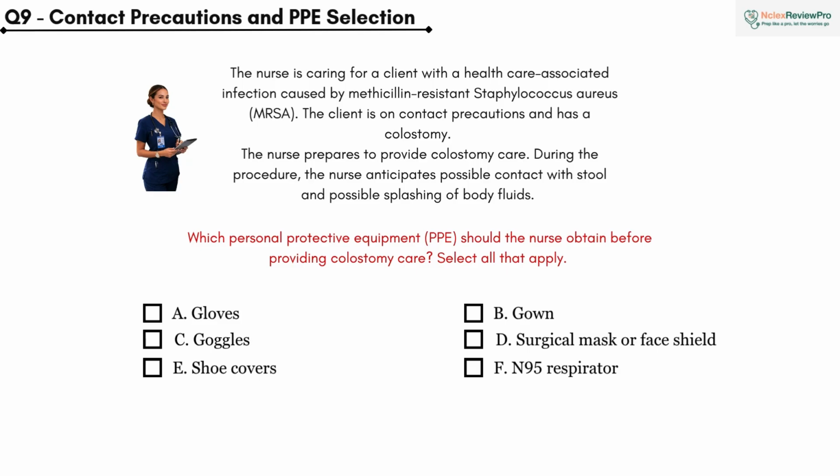All right, let's break this down. The correct answers are Option A, gloves. Option B, gown. Option C, goggles. And Option D, surgical mask or face shield. The key idea here is that PPE depends on two things, the organism and the procedure. The organism is MRSA, which requires contact precautions. The procedure is colostomy care, which may involve stool and possible splashing of body fluids. So the nurse needs contact protection and splash protection.